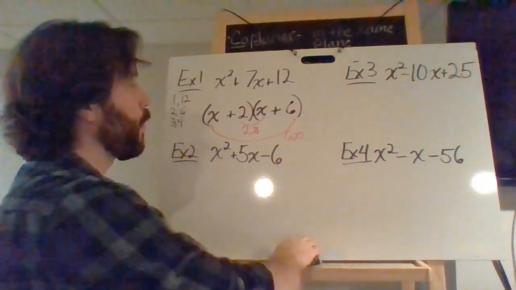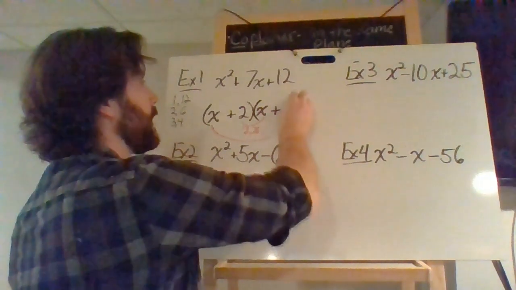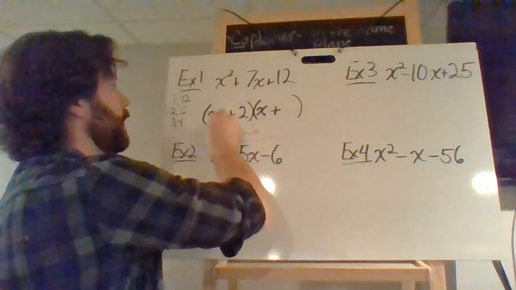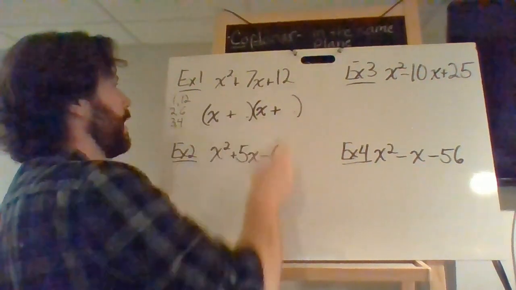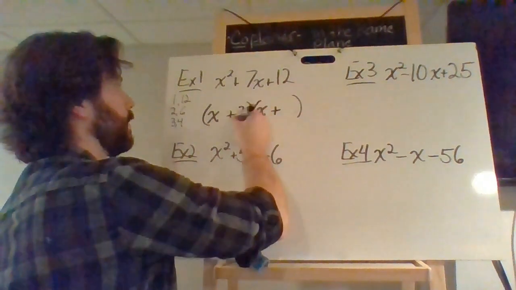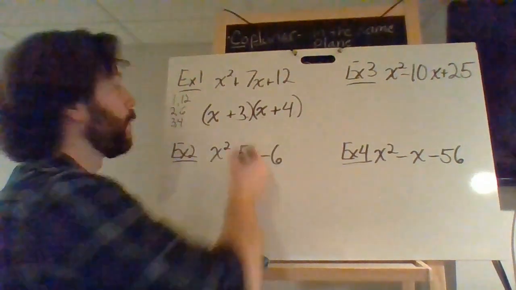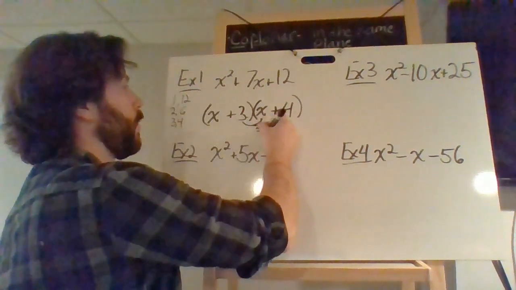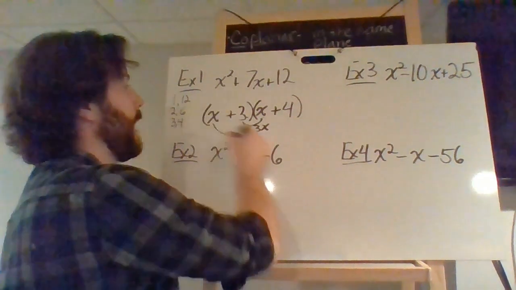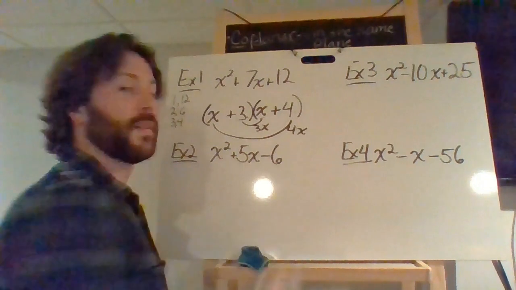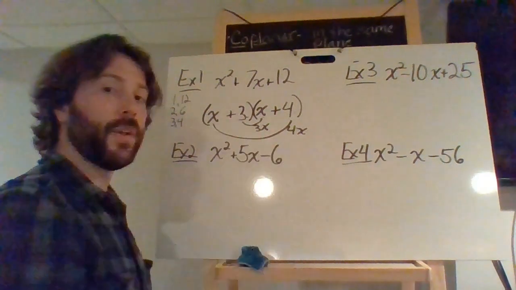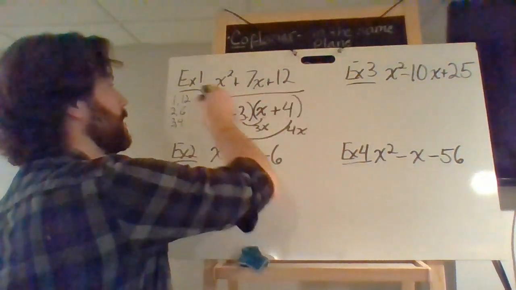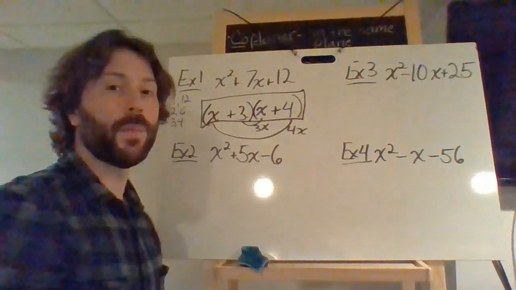So that only leaves me one other option, and that's 3 and 4. So we'll get these out of there, and we'll try 3 and 4. Okay, and we'll check. On the inside, we get 3x, and on the outside, we get 4x. And if we add 3x plus 4x, we do get 7x. So this is the factoring that we want.